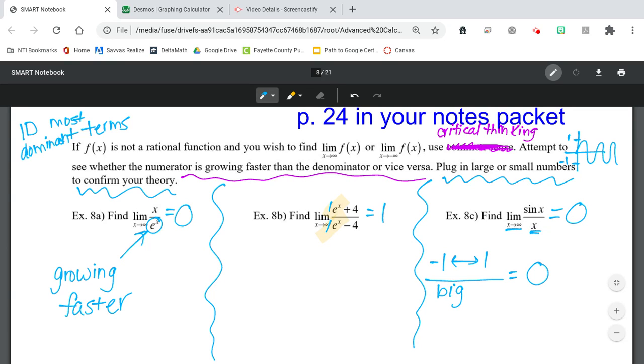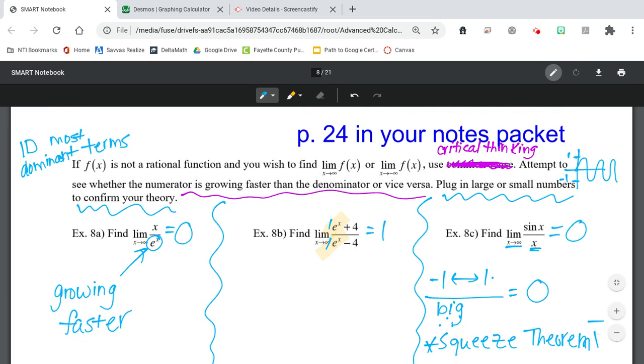If I take negative 1 divided by a big number, I get 0. Positive 1 divided by a big number, I get 0. So anything in between there would also divide by a big number and get 0. By the way, that informally is what's called the squeeze theorem. I'm not going to test you on that, but if you ever go to another calculus class and they mention the squeeze theorem, that's what it is.